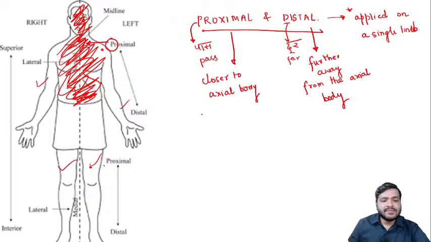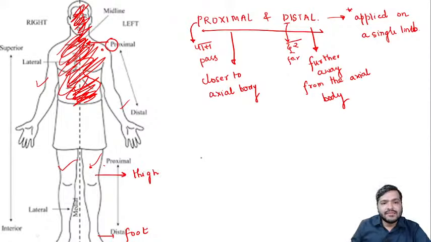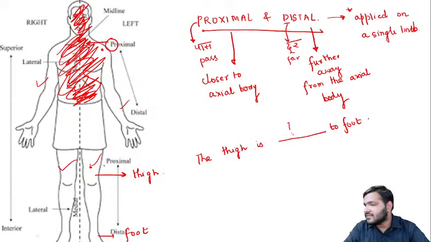So let us understand this with the help of an example. If suppose I say, you can see there is the foot and this is the thigh. So if I simply ask that the thigh is dash to foot, the thigh is dash to foot, what will be your answers, guys? I'm waiting for your answers now. So yes, the thigh is dash to foot. What are your answers, guys?